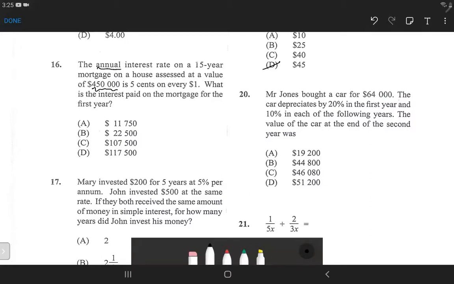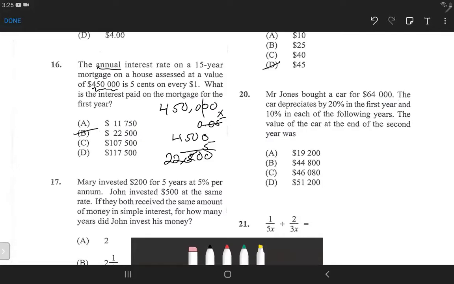So that means I have to multiply 450,000 by 5 cents, which is 0.05. Right, so if I take out 100, multiply this one by 100, I have 4,500 by 5. 5 4s are 20, and 2 is 22. So 22,500, that is my answer. Right, just multiplying it by 5 cents.